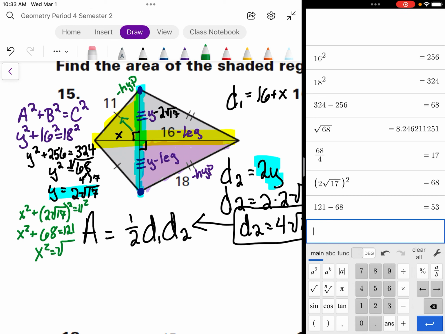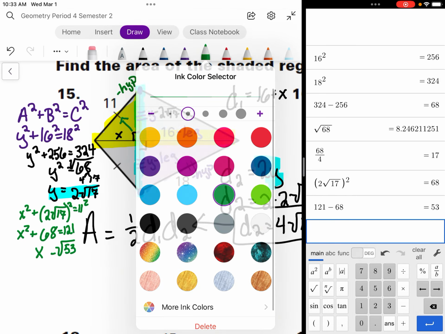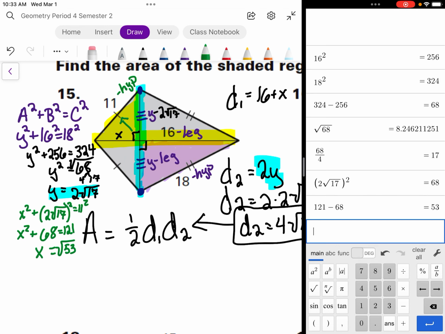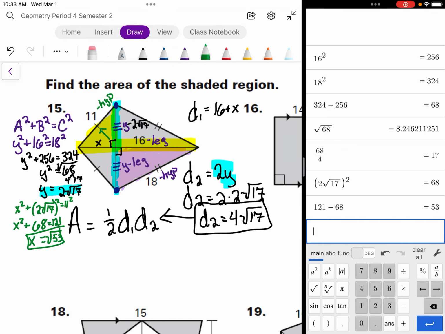So x squared equals the square root of 53. Oh, sorry. Just x equals the square root of 53. So we subtracted and took the square root all in one step. And we would be adding that to 16 to get our D1, or diagonal 1. And because we want our answer to be as accurate as possible, we're not going to type that into our calculator quite yet until we get to our area formula.